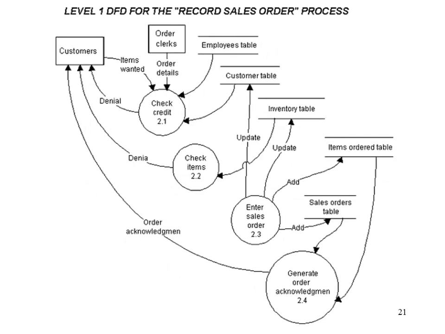Good. So this is the level 1 DFD for record sales order. If you want to record a sale, first you have to check the credit of the customer, check if you have items in inventory, and enter the sales order. Finally, generate an order acknowledgement. So given what you know, what is the problem with this DFD? There is a mistake here. What is the problem?